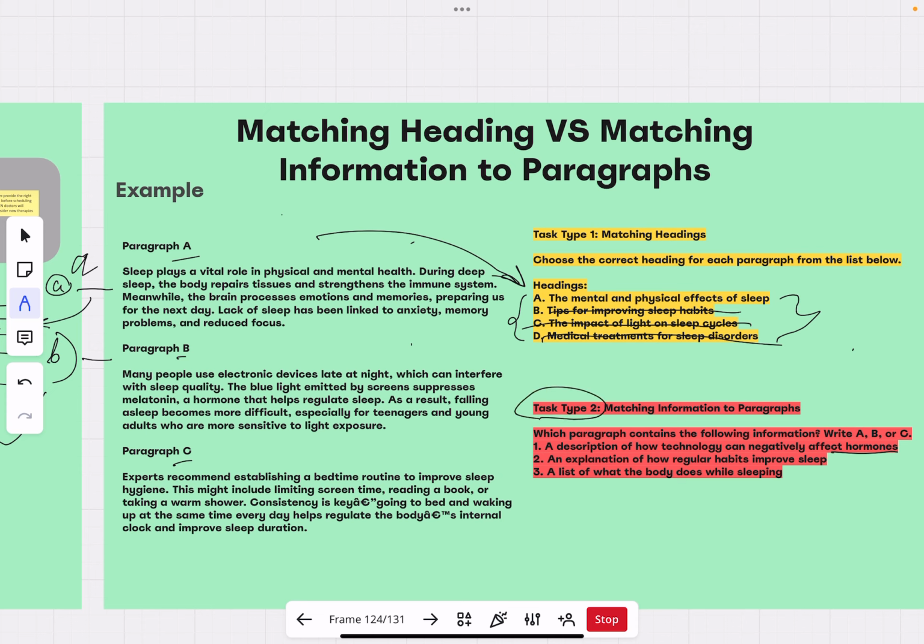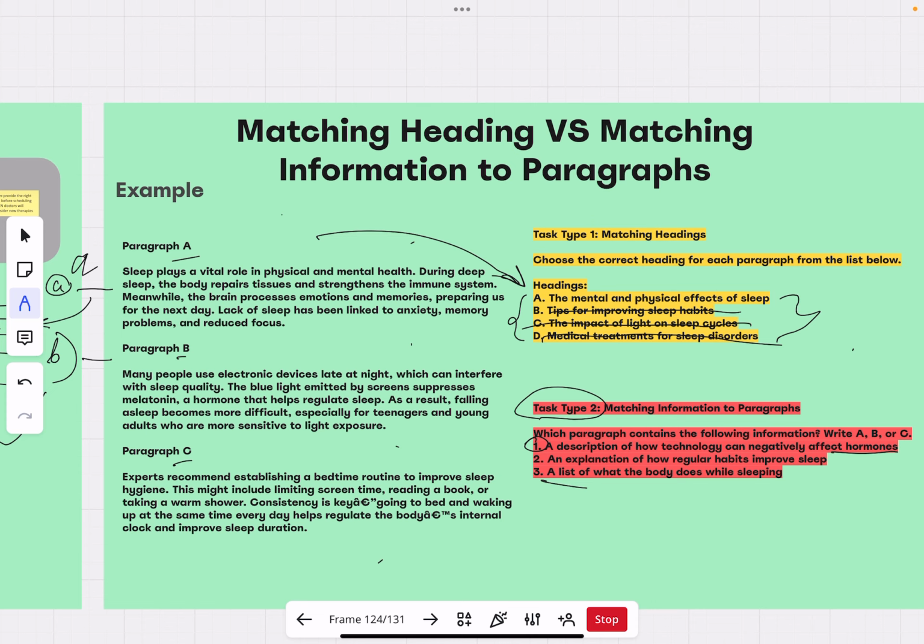It's matching information to paragraph. So I'm going to read the first piece of information from this one. It's the first one, a description of how technology negatively affects hormones. So I'm going to find this information from text A or B or C.